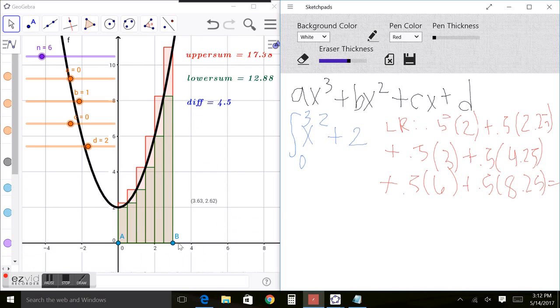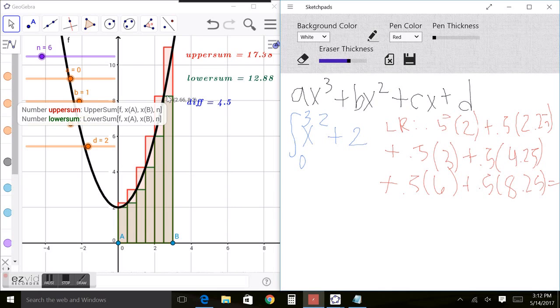Now, the reason that we plug in 2.5 and not 3, and the reason that we don't go to 3, besides the fact that we only have 6, is also the fact that we are only going to use this height. We aren't using this height. See, if we were to measure this height, that would be when we do upper sum, or right. So we're doing left, so we stopped there.